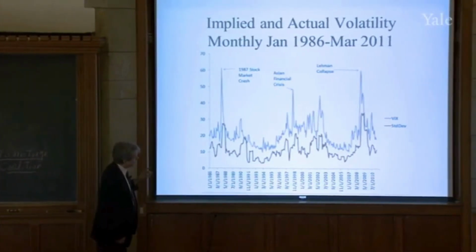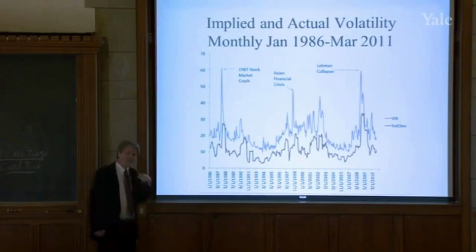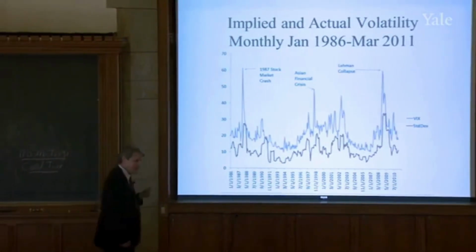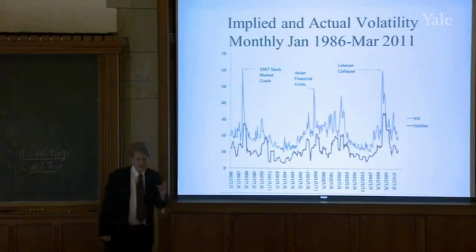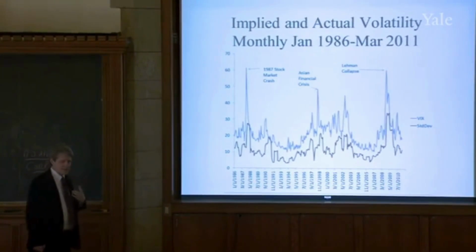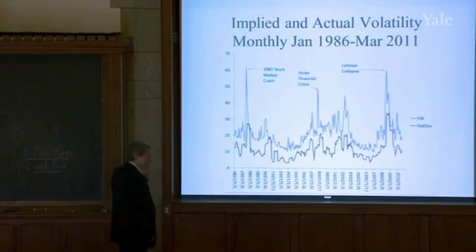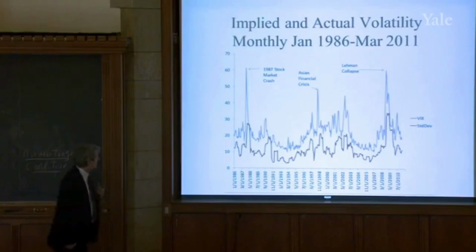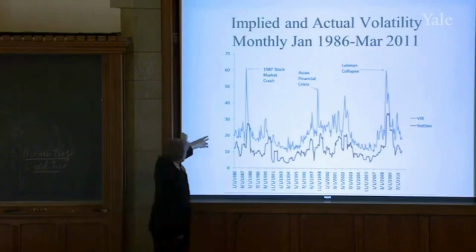Why do they multiply it by the square root of 12? Well, that's because, remember the square root rule. These stock prices are essentially independent of each other month to month. So the standard deviation of the sum of 12 months is going to be the square root of 12 times the standard deviation of 1 month. And this is in percent per year.